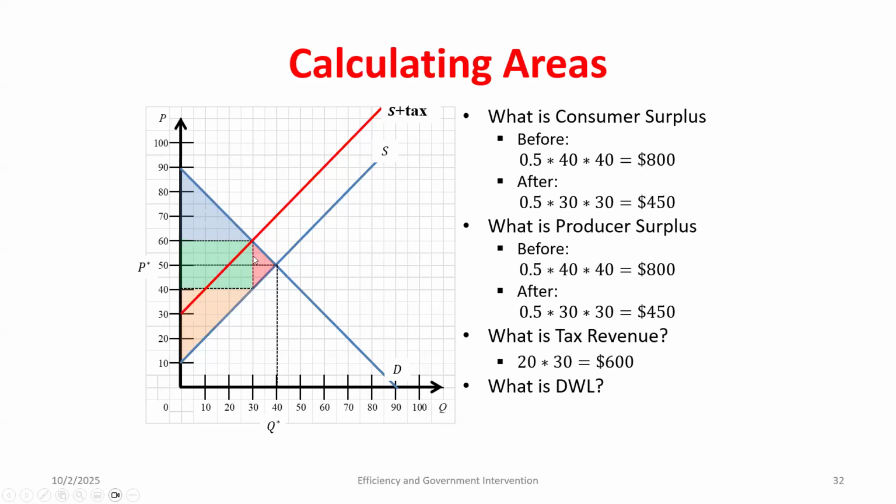And then deadweight loss, I can calculate the area of this red triangle, but what could I also do? What was total surplus prior to the tax? Just consumer plus producer surplus, so 1,600. What is total surplus after? Well, consumer surplus and producer surplus is 450 each, so 900, right? Who do I have to also factor in after the tax? I have 900 from producers and consumers, but I also had 600 from the government. So I have 1,500. Total surplus went from 1,600 to 1,500, so that deadweight loss was $100.